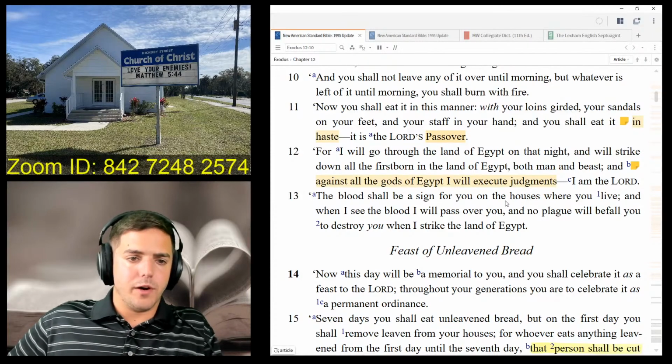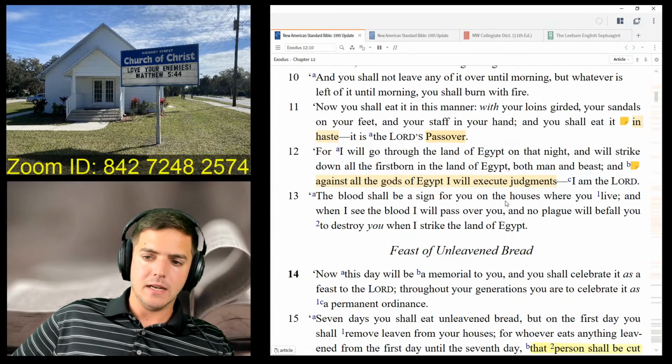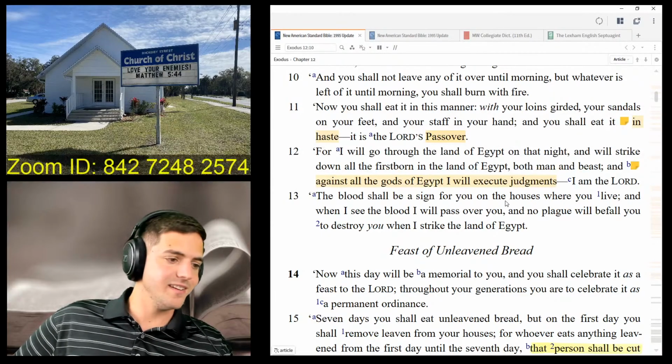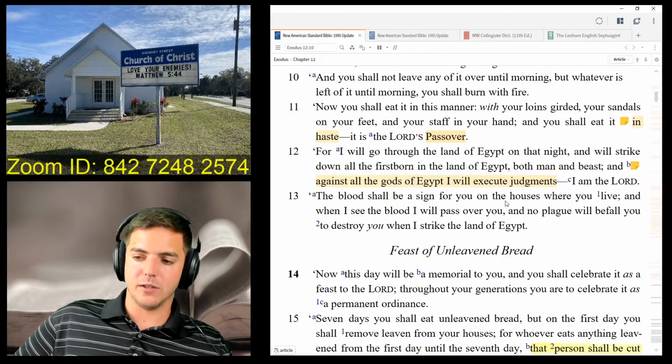One more passage here, then we'll break for questions temporarily. In Exodus chapter 12 and verse 12, we read, "I will go through the land of Egypt on that night, and will strike down all of the firstborn in the land of Egypt, both man and beast." You hear the kitty cat? "And against all the gods of Egypt I will execute judgments.